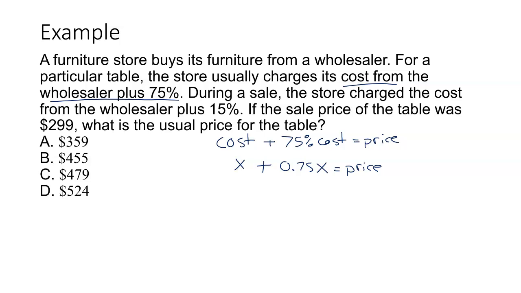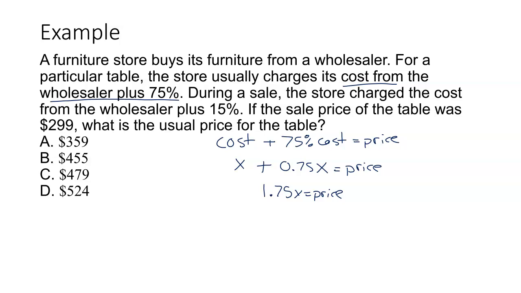Now I can combine like terms. If I have X plus 0.75X, what does that equal? 1.75X. Trust me, markups are usually 100% or more. So they buy a piece of furniture from a wholesaler, multiply it by 1.75, and that's the price tag that goes out on the floor, for any given day.